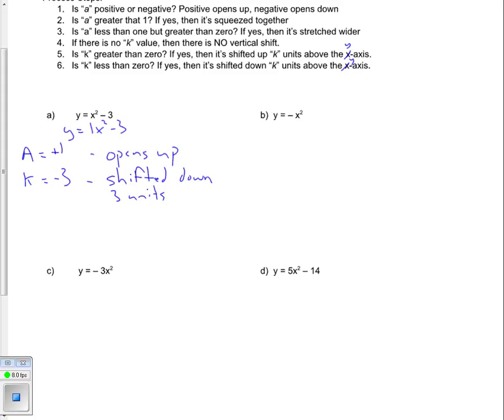If we look at B, B says y is equal to negative x squared. Again, we want to figure out what's the a value and what's the k value. In this case, the a value is actually negative 1. And because there's no k value written, the k value is equal to 0. So this one opens down because the a value is negative, but there's no other change. The shape of the parabola hasn't changed. The vertical position hasn't changed at all because the k value is 0 and the a value is 1, albeit a negative 1.